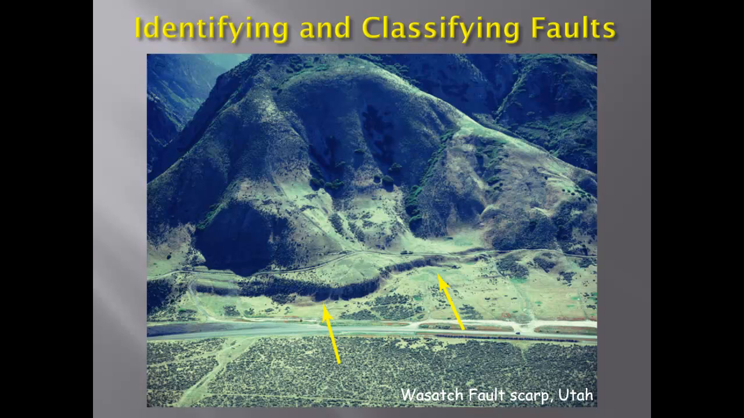This slideshow is all about faults. As an example of a fault, here in this slide we have a spectacular exposure of the Wasatch Fault Scarp in Utah. As you'll find out soon, this is an example of a normal fault, and this particular normal fault poses a pretty severe risk to the people who live in the valley where Salt Lake City is located.